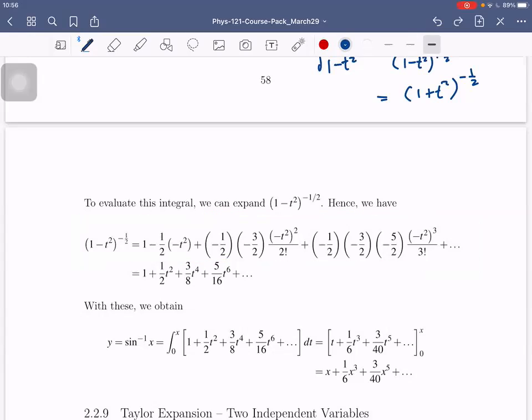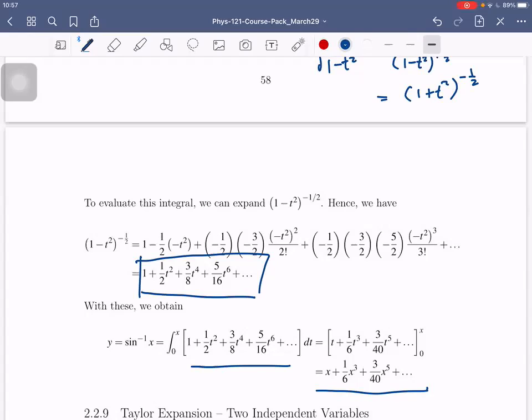And if you do that, you have this expression, 1 plus 1/2 t squared plus 3 over 8 t to the 4th plus 5 over 16 t to the 6th. So, mas madaling i-integrate ito. Papalitan mo itong buong to dito. Okay, so you can use at least 4 terms lang. Okay na yan. So, since integration lang to, dahil nasa taas lang yung t. You have this, and evaluate mo from 0 to x.